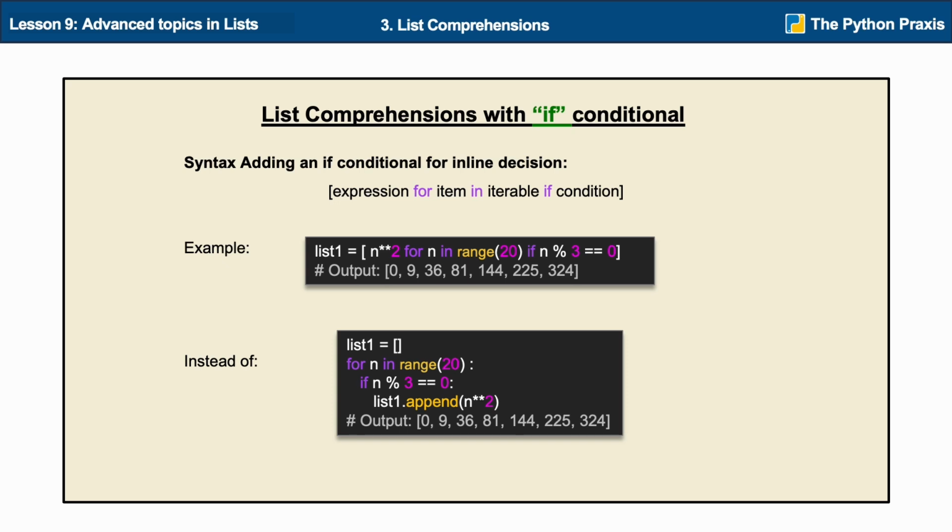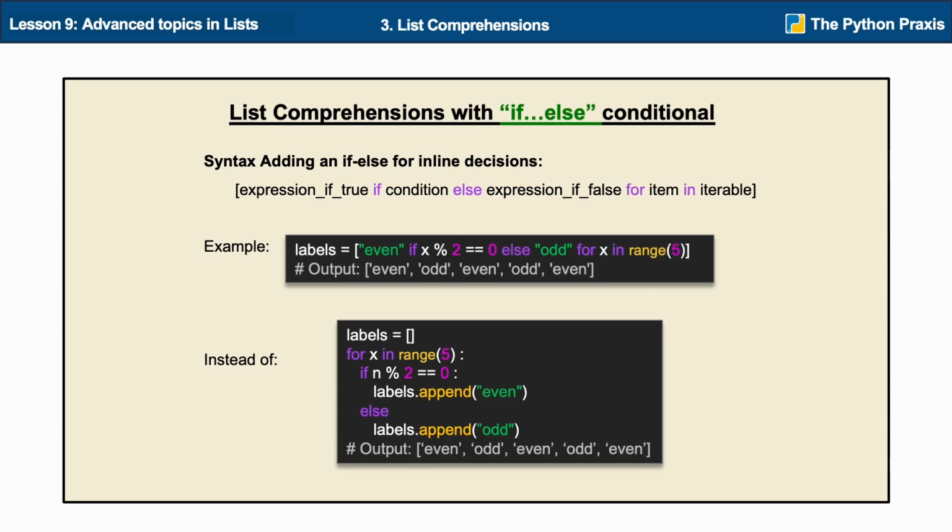Below is the code of the classic way to do the same job. But here, we need 4 lines instead of 1. In the first line, we create an empty list called list1. In the second line, we start a for loop. In the third line, we add the if condition. And in the fourth line, we calculate and append the square values to the list.